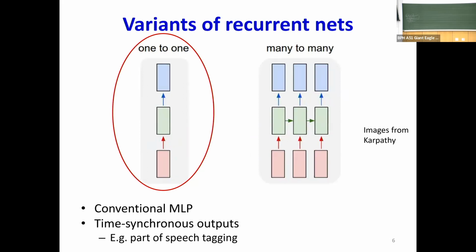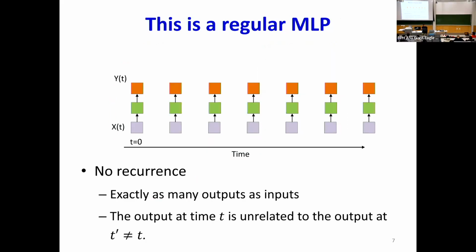So let's look at some of these models. This is a conventional MLP, where for every input, you can have an output. But this can also be used to model sequences of inputs. There would be no recurrence in this case. Every input vector is going to be analyzed by the network, and then you'd get an output corresponding to every input.